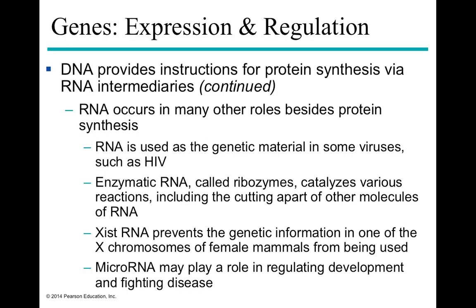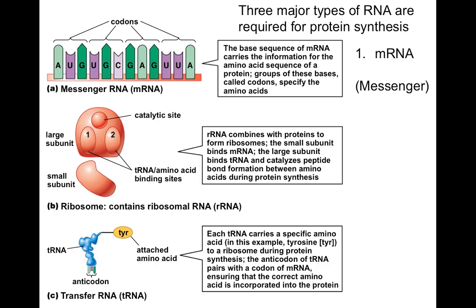And that means that you are going to preferentially shut one down in every one of your cells so that you don't end up with duplicate amounts of protein as, say, the men. And you do that by XIST RNA. It's a specialty type of RNA that shuts down one X chromosome in all female mammal cells. We also have microRNA, which is involved in the immune response, so regulating development and also, again, immune response fighting diseases. Okay, so this is an overview of the three major types of RNA required for protein synthesis. I'm going to give you about 10 seconds just to kind of read over this slide before I jump in.